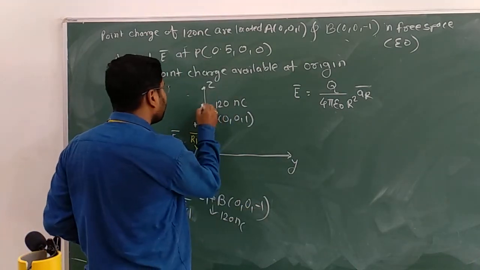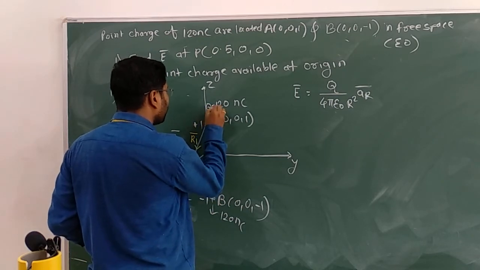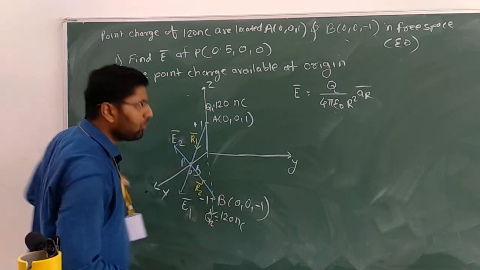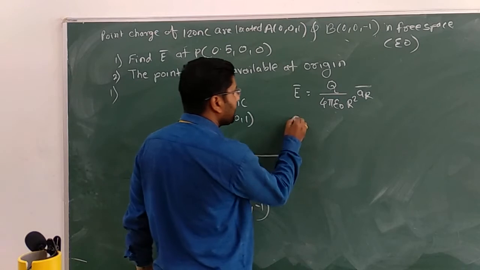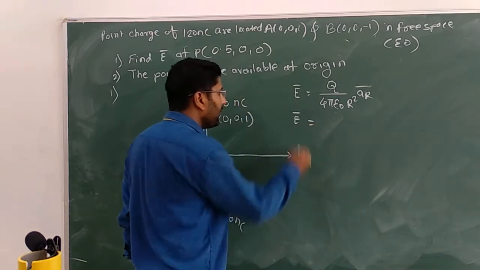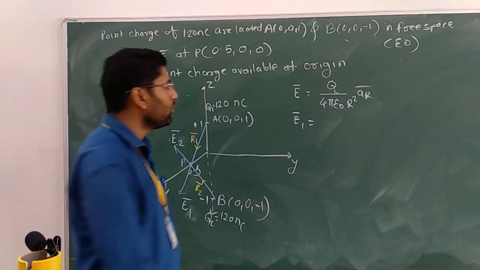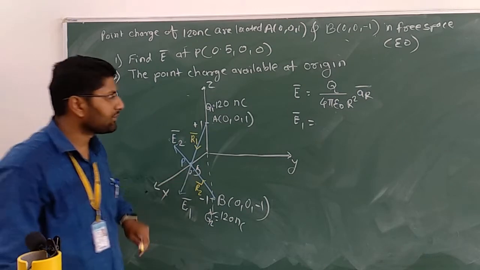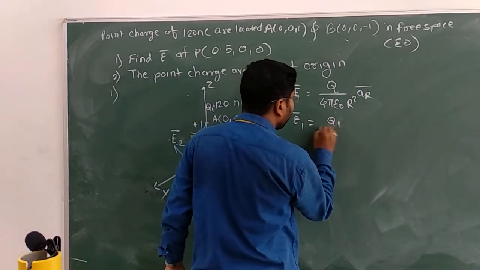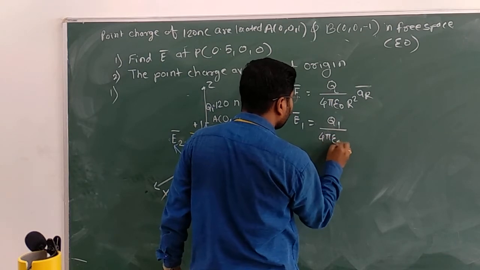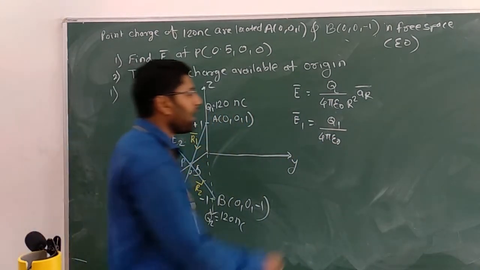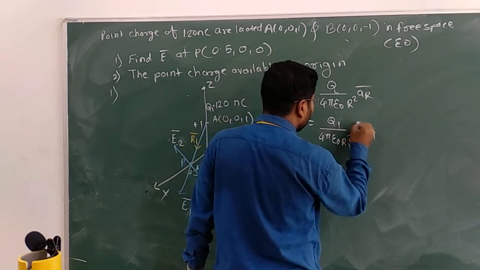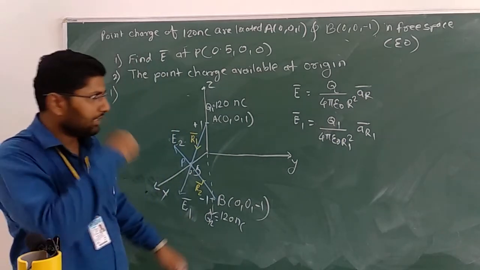Now I will modify this. I will say this is Q1 and this is Q2. Now put the values and modify this E bar, E1 bar. I will say E1 bar is equal to, due to this A point, I am calculating the electric field intensity. So Q1 divided by 4 pi epsilon 0 R1 square, AR1 bar. Okay, so that is E1 bar.